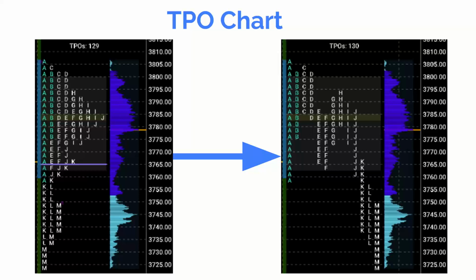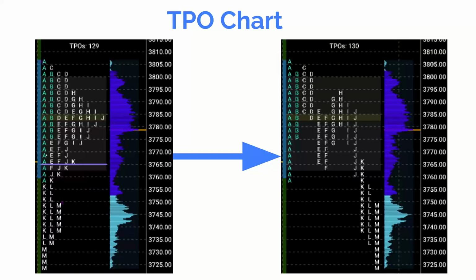Basically, what you see on the left is a TPO chart for the S&P E-mini from the other day. Let me describe it and break it down so you know what you're looking at. You can see the letter A, in the cyan color. I'm not sure if you can see my cursor. And then you see the price scale over on the right side.